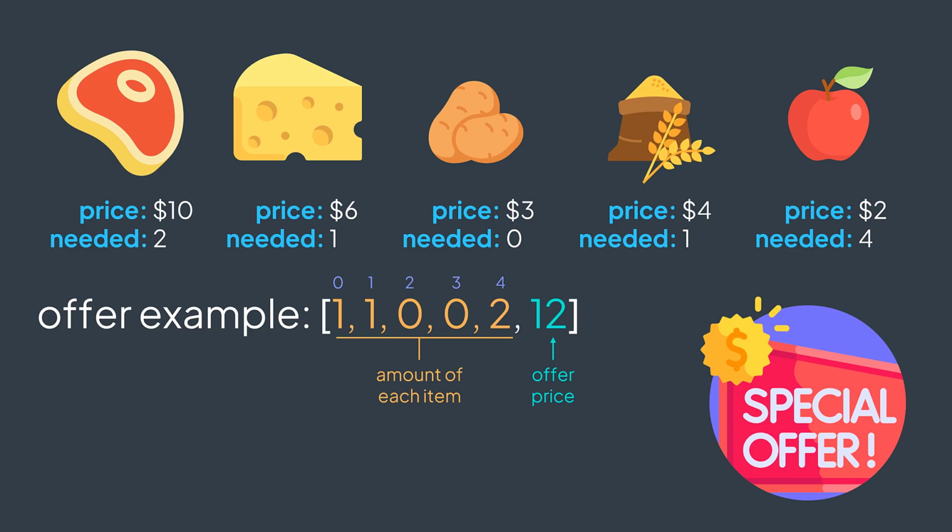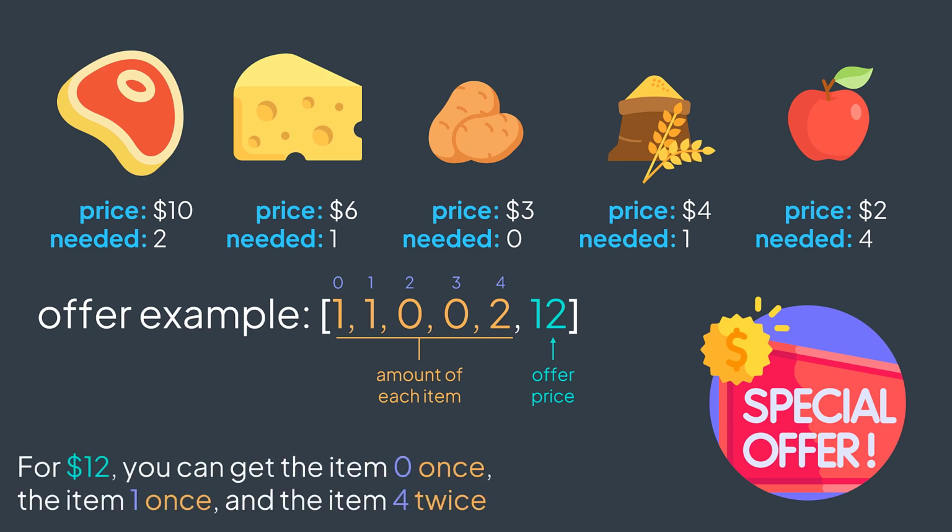For example, this offer means that for $12, you can get the item 0 once, the item 1 once, and the item 4 twice. Here you stop and think, can I buy the items I need for a lower price than buying them individually? Knowing that because of car space, you cannot buy more items than what you need. And this is what this problem is about.